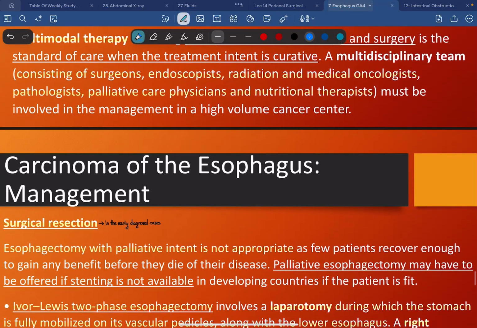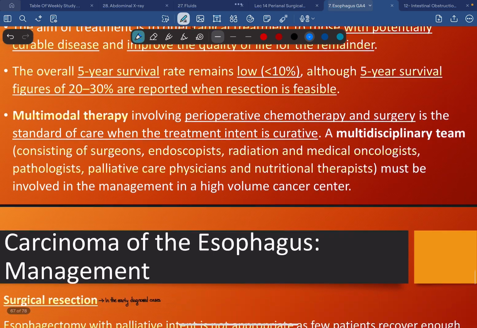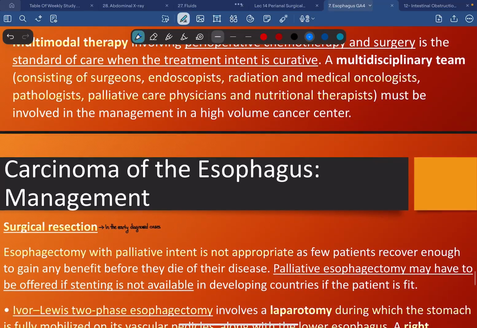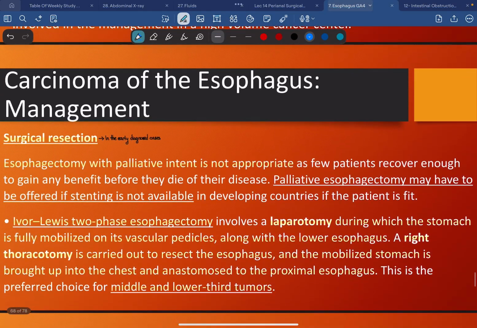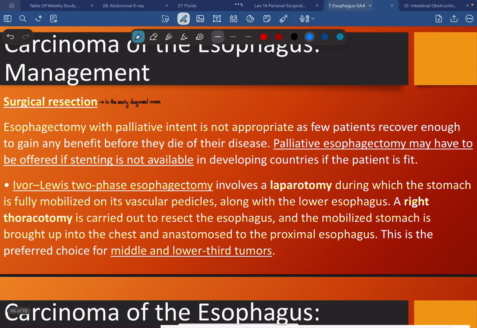Multimodal therapy is required: the surgeon, the oncologist, the nutrition team, etc. All the team should be part of this treatment. The surgical resection is available for a few patients only, unfortunately. Palliative esophagectomy is not preferred anymore because of the high morbidity and mortality and the availability of stents.